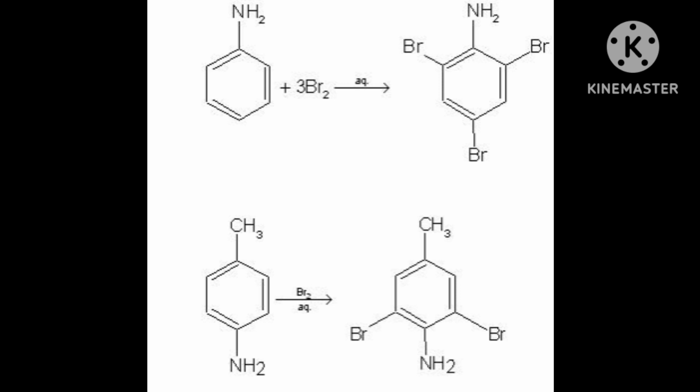In the same way as I discussed, Br2 will break into Br plus and Br minus. Then it will join at the para position. H will go as H plus, and Br plus will go there, because when H goes as H plus, the carbon becomes negative and Br plus joins there. Then you will get para-bromo-aniline.